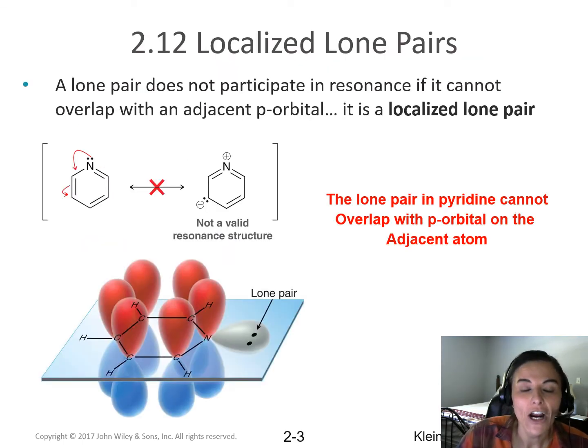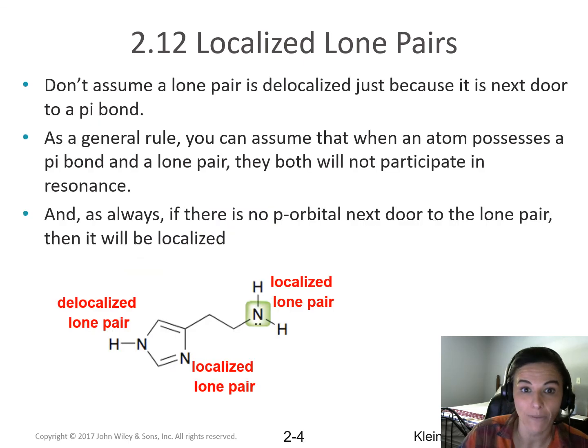A lone pair does not participate in resonance if it cannot overlap with an adjacent p orbital. Okay, in those circumstances, it is a localized lone pair. The lone pair on the nitrogen of pyridine is what we call localized, even though it's next to a p orbital. Remember how I said at the first slide, just because a lone pair is next to a p orbital doesn't mean that it will automatically be in resonance. Okay, so let's look at this a little deeper.